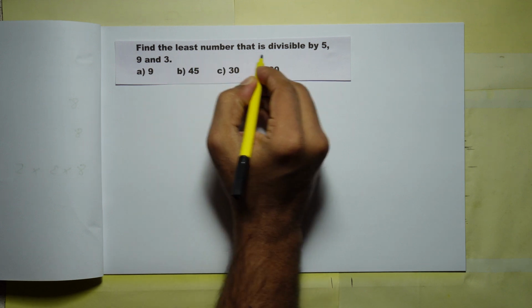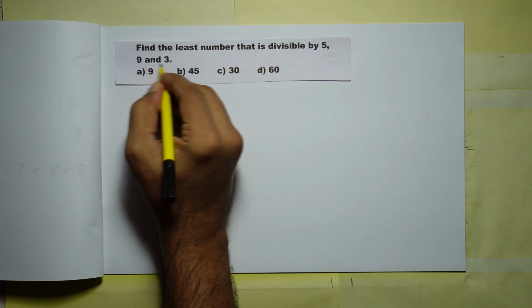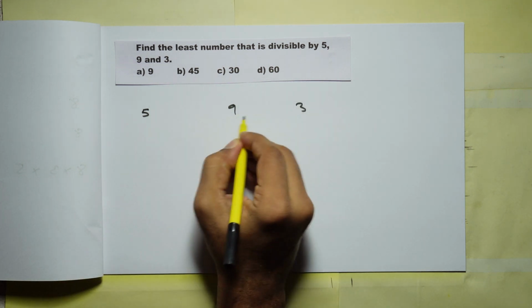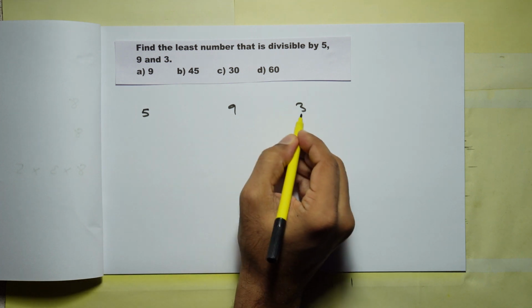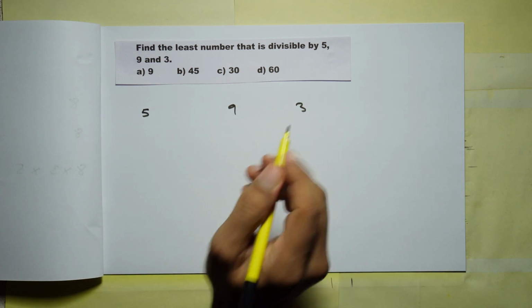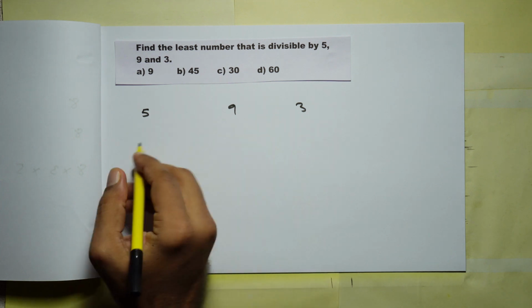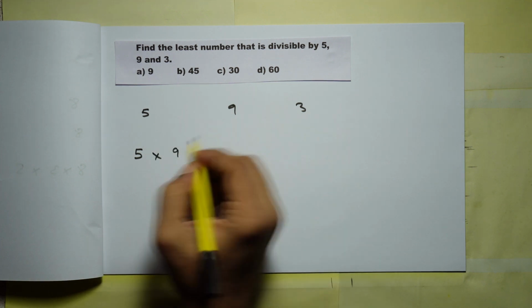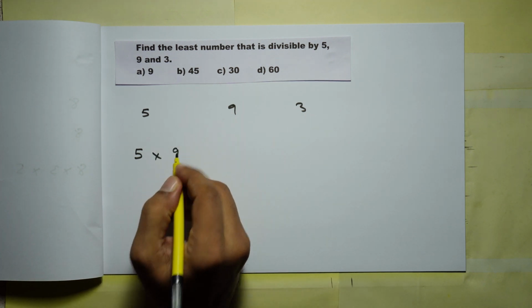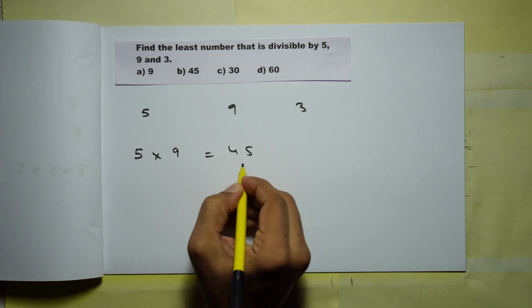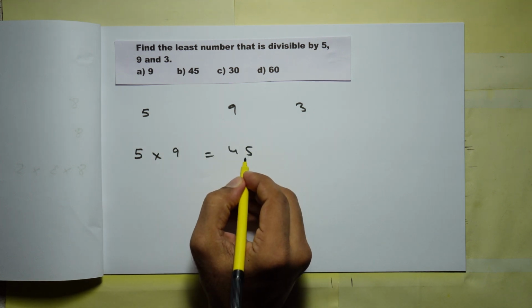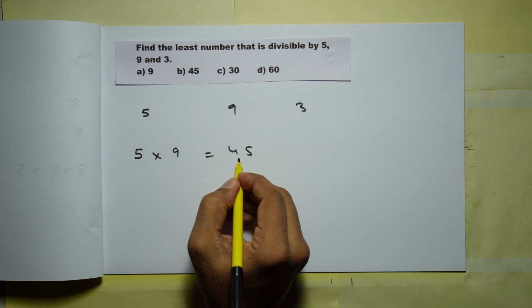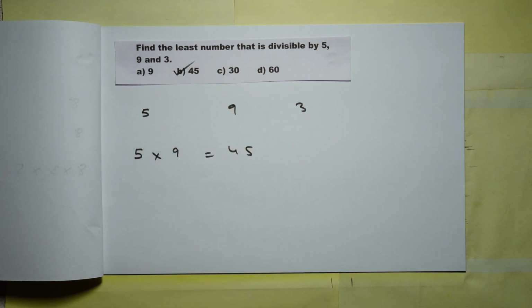Find the least number that is divisible by 5, 9 and 3. So all these factors should be included. Now there is no need to factorize again because they are quite small numbers. So you must have a number which includes all these factors. So 5 should be there, 9 should be there. Now this 3 again we need not include because we already have 9. So 5 into 9 gives you 45. So this is the smallest number which will be divisible by 5, 9 as well as 3. So 45 is the required answer, that is option B.